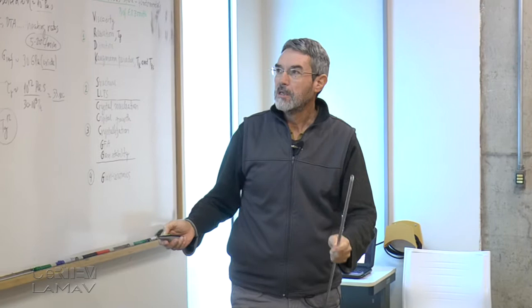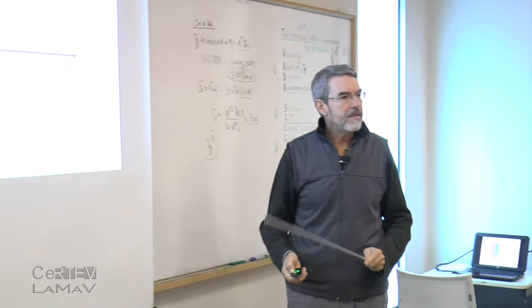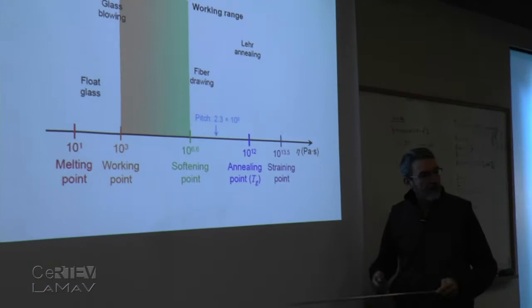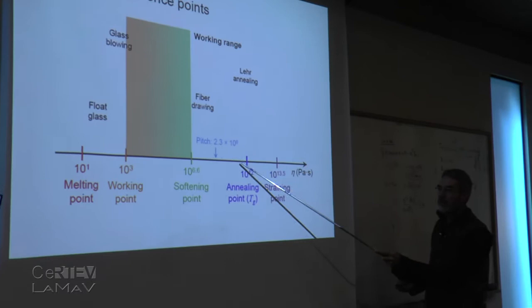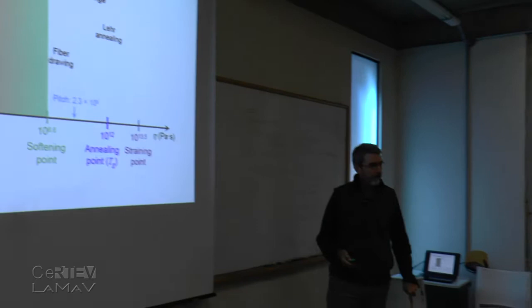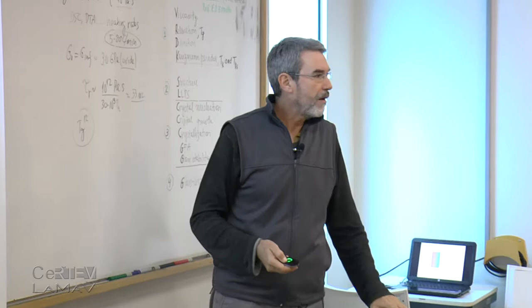So it's a summary of everything. Very rough. This is not a melting point; it's a range. That glass is more or less melting in this range. It starts to work here, from 10 to the 2 to 10 to the 7. The annealing point is here, and below 10 to the 13.5 or 10 to the 14, you are safe enough. It will not deform any longer under gravity.